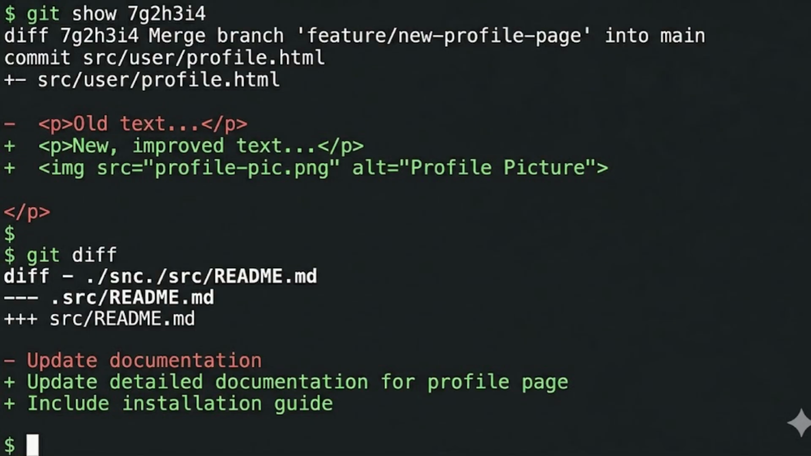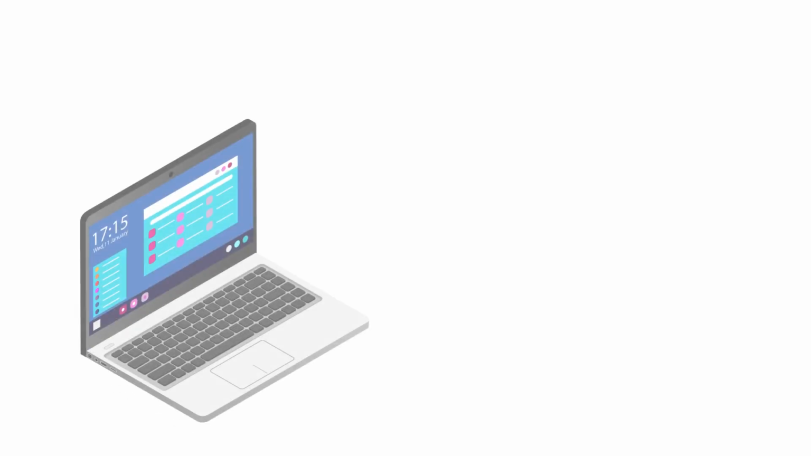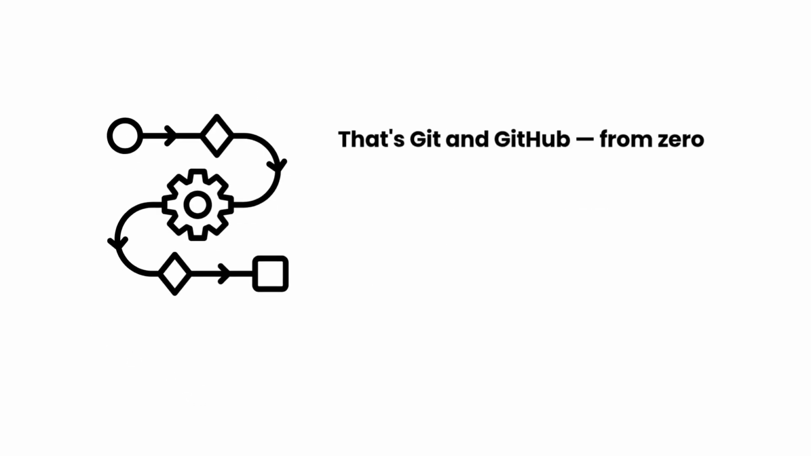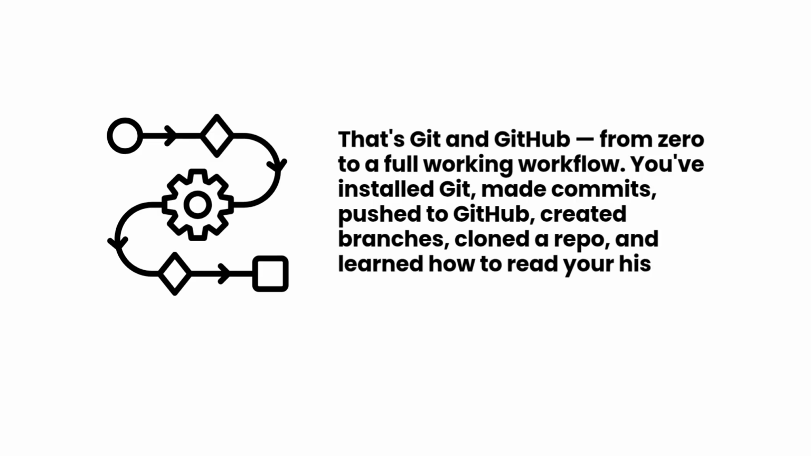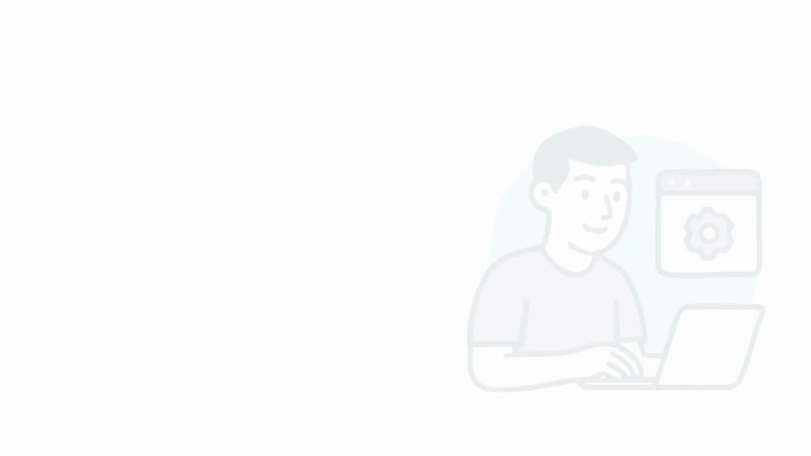Git will show you every line that was added in green and every line that was removed in red. To compare your current state with the last commit, git diff. Green lines are new, red lines are removed. These commands turn Git from a tool you use blindly into one you actually understand. That's Git and GitHub, from zero to a full working workflow. You've installed Git, made commits, pushed to GitHub, created branches, cloned a repo, and learned how to read your history.